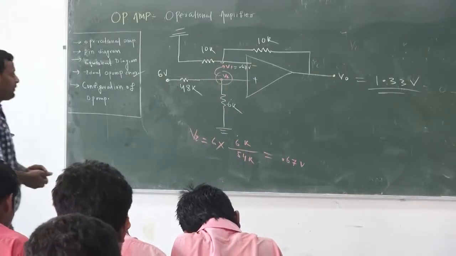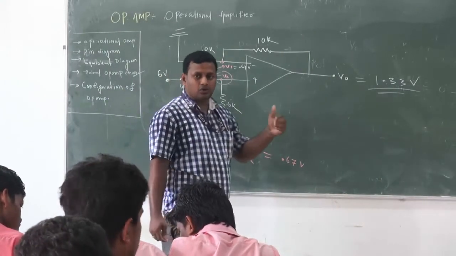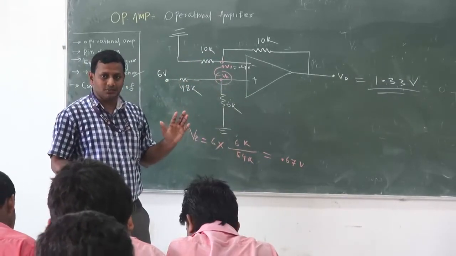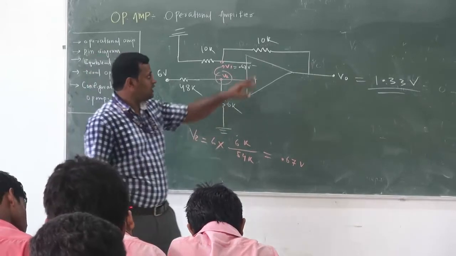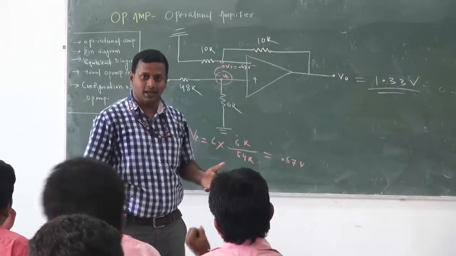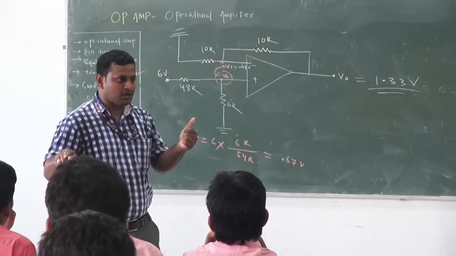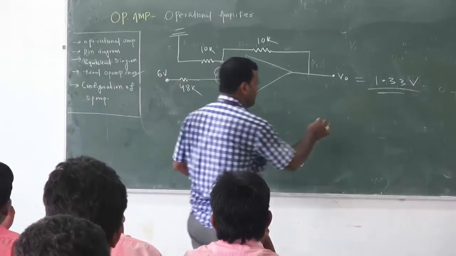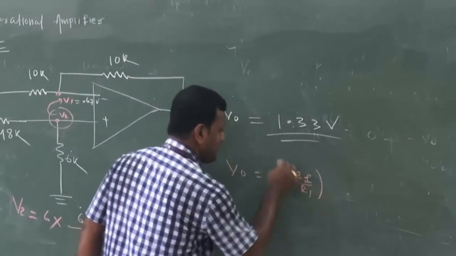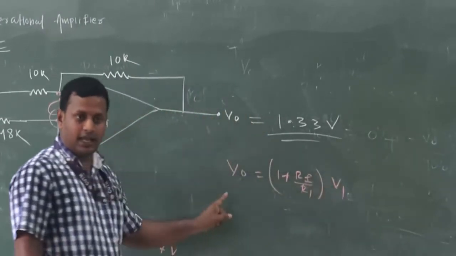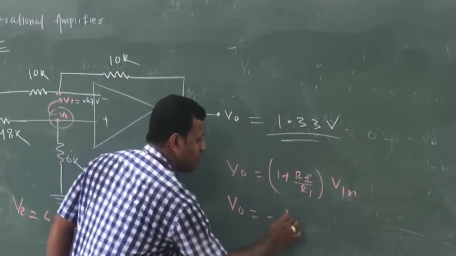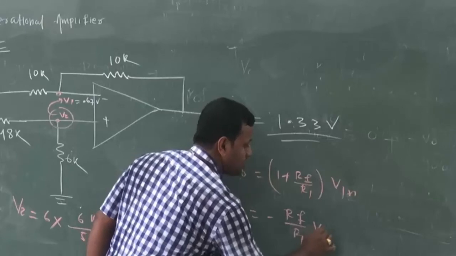Now listen. How to amplify the strength of the signal at the output side? Because that is 1 plus RF by R1 into V1. So if the value of RF increases, obviously the amplified signal will increase, because RF by R1 must increase, 1 is a constant. V0 is equal to 1 plus RF by R1 into Vin. And if it is an inverting, then V0 is equal to minus RF by R1 into Vin.